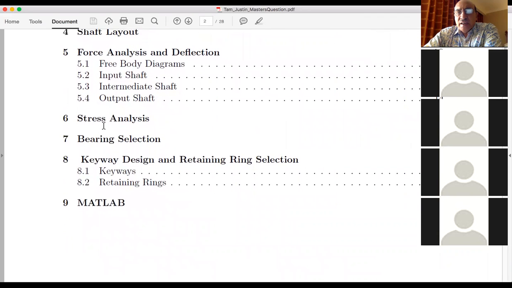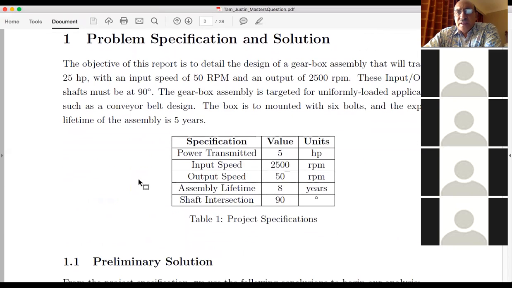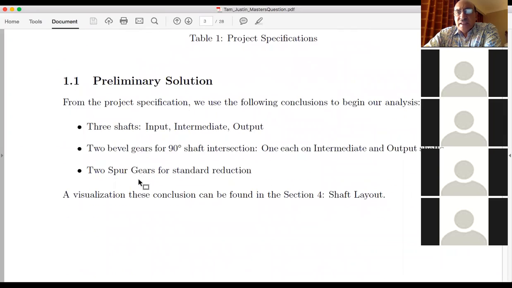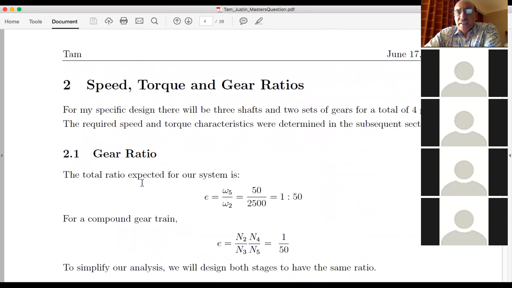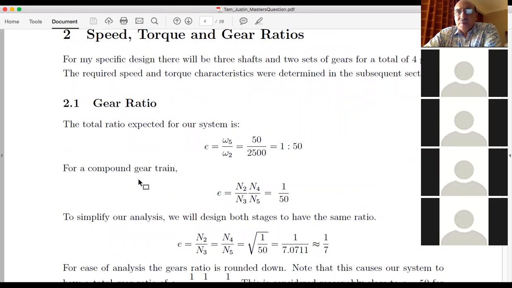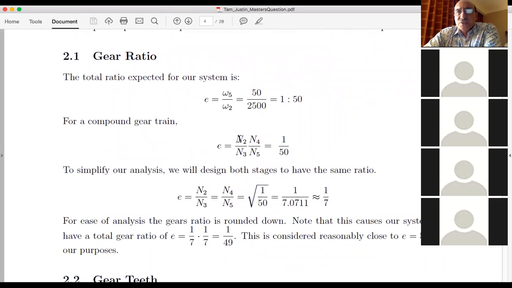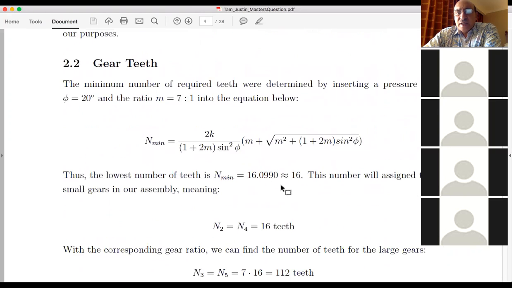And another chapter on stress analysis, and that you can use in fatigue, lifetime. And finally, bearing selection, keyway design, and retaining rings, and MATLAB. So that would be the final product that you will have on this project that looks something similar to that. I think you can see that you'll be able to type it and put in all the equations, and it'll be important to include the details of how you did the calculations on that project.